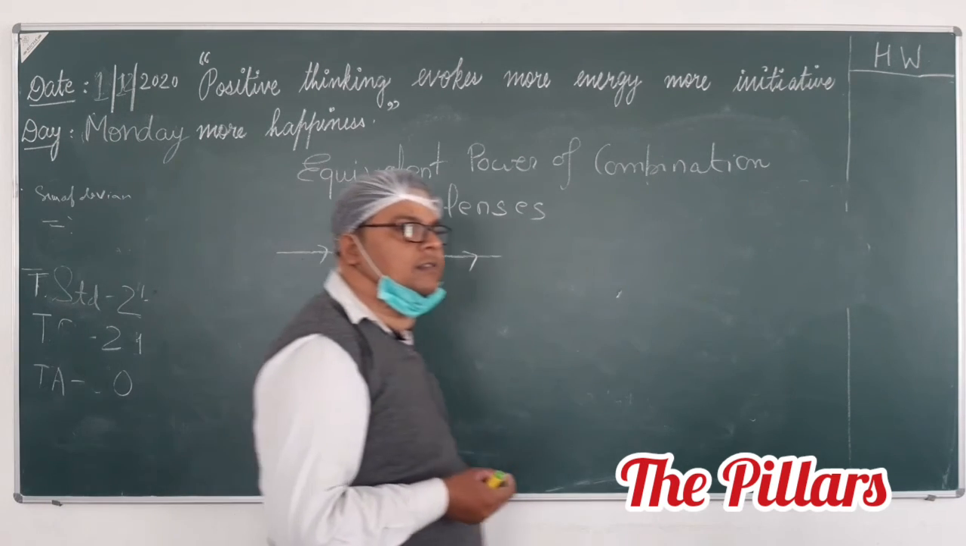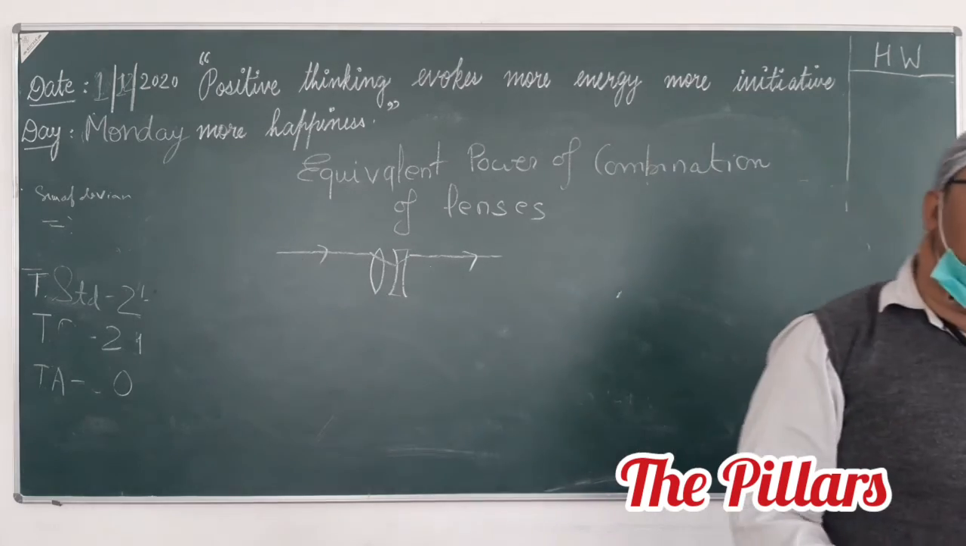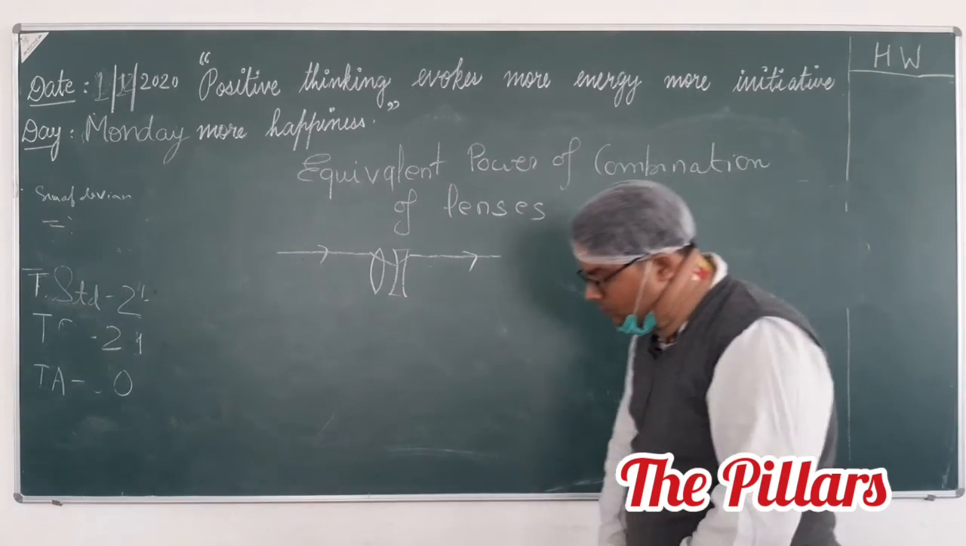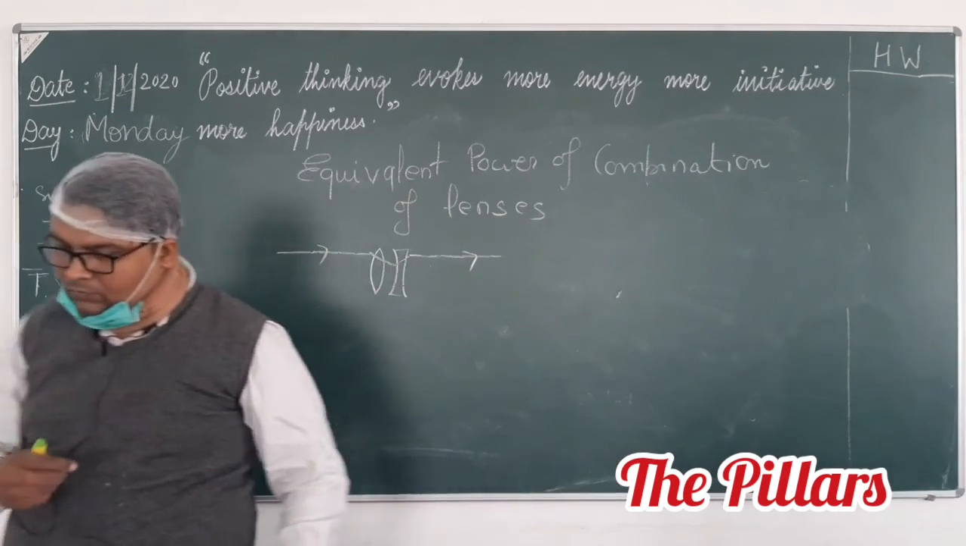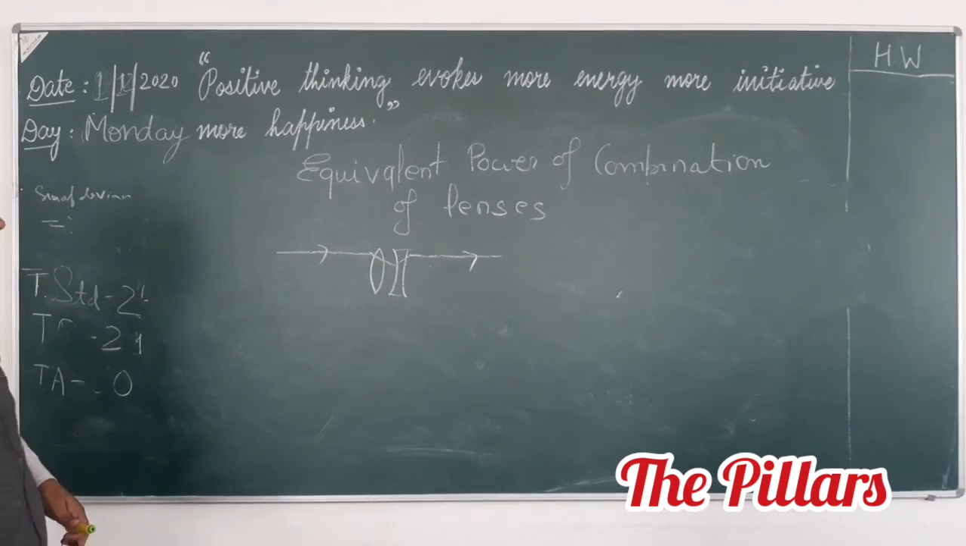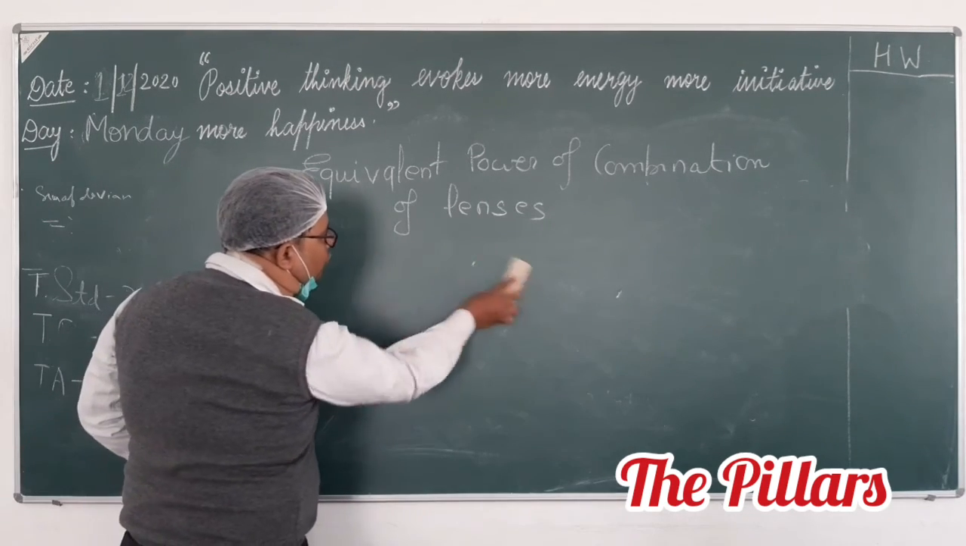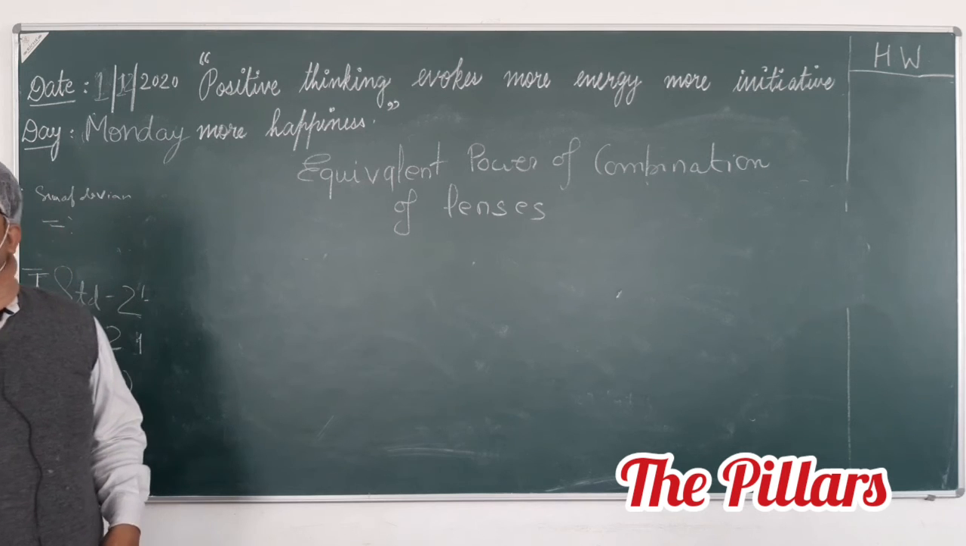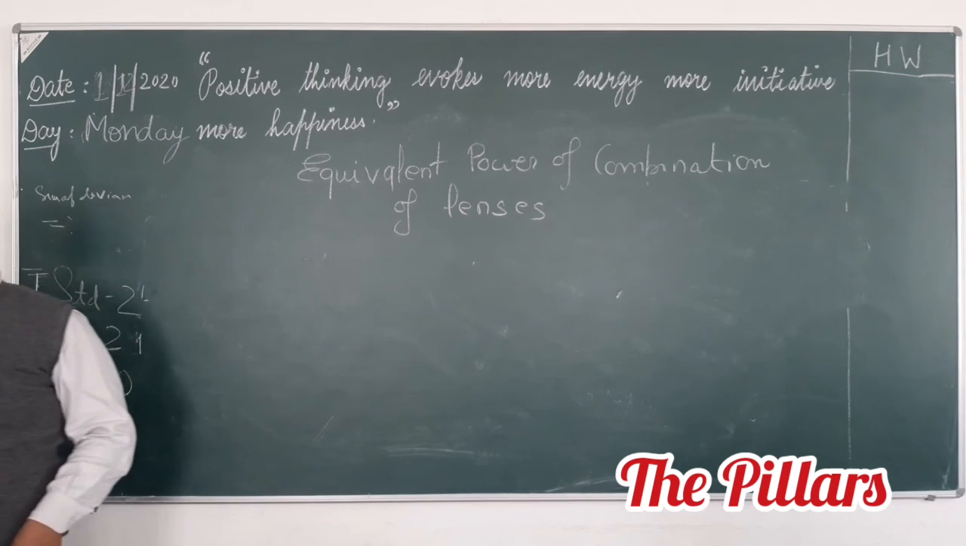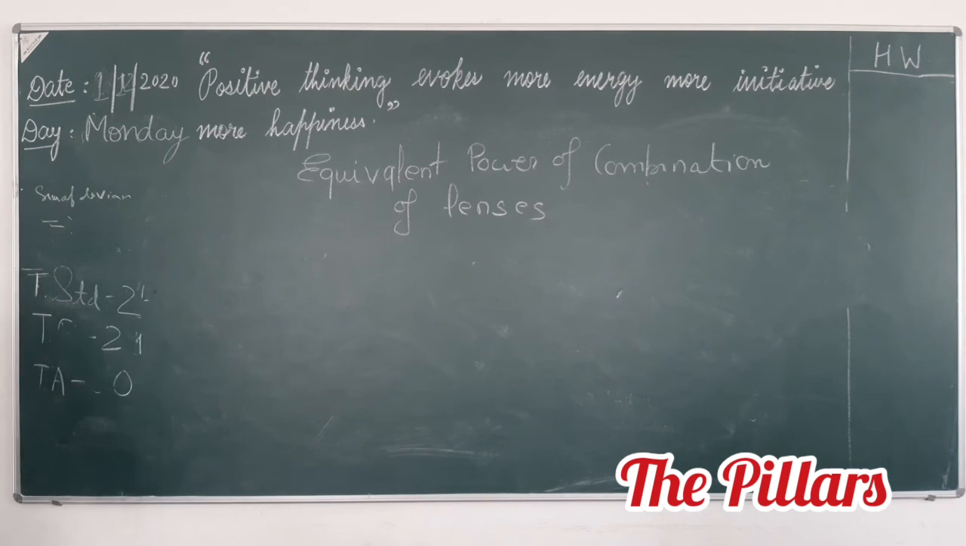Got it? Now take one more question. I think you can do numericals based on power of lens, right? Very easy questions. Okay, take a convex lens.